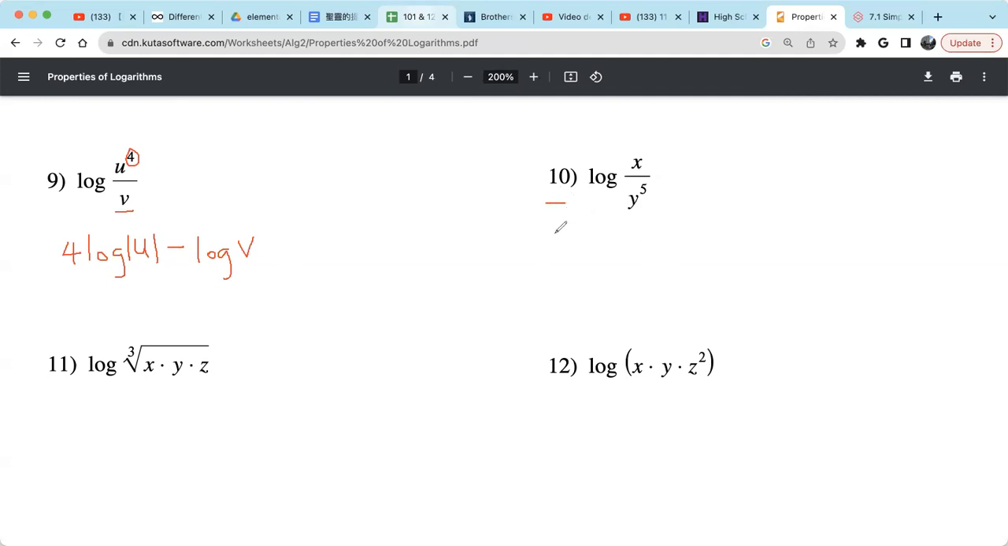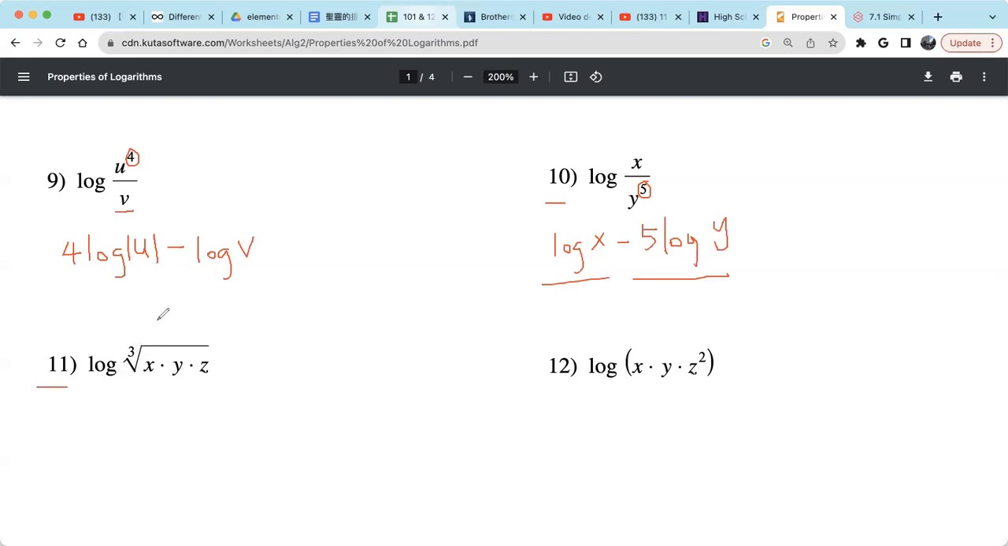Let's say 10. Log of the exponent is x. Subtract, now this 5 is only with y, it is the exponent of y. So subtraction 5 log y. Right? 5 is the exponent of y, now can be put up front. So we get log x minus 5 log y. Let's see 11.